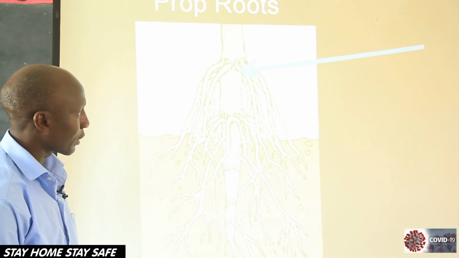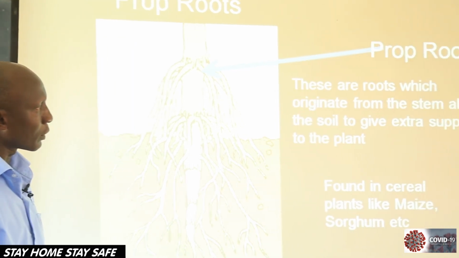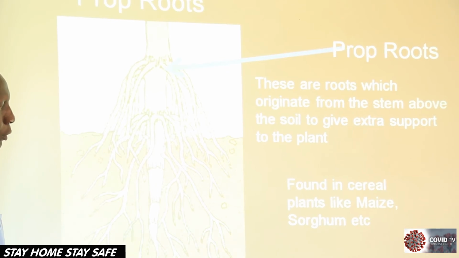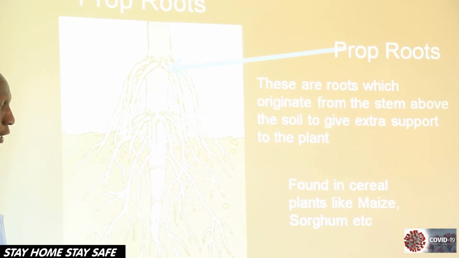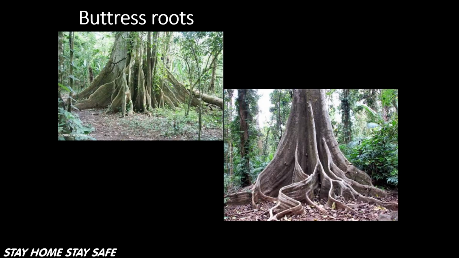Fine. Have you seen that? You see that? So these roots which originate from the stem above the soil give extra support to the plant. Found in cereal plants like maize, sorghum, barley, wheat, and many others. Hope you have seen them, my children. Let's look at the other type. These are what we call the buttress roots.